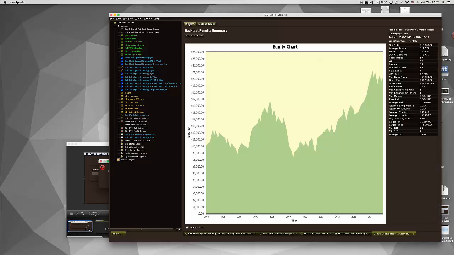Let's go back to our summary chart here. Net profit, $10,600. We started out with $10,000. We ended up with over $20,000. So we doubled our money over 10 years. Our return on average margin is 7.75%. Not bad. What's our win-loss rate? Our win rate is 58%.